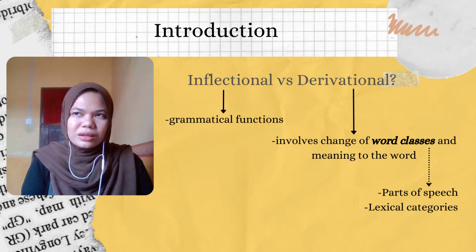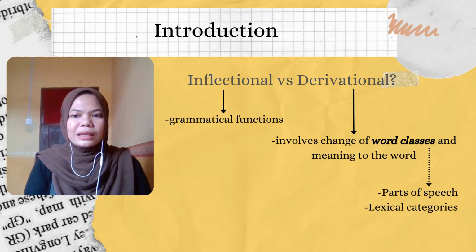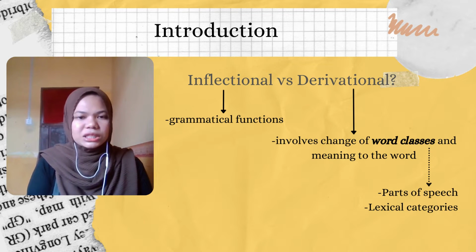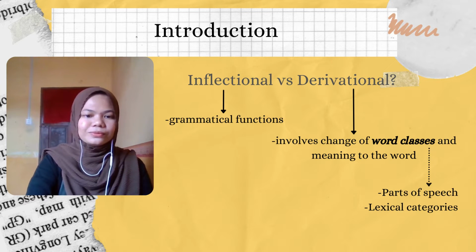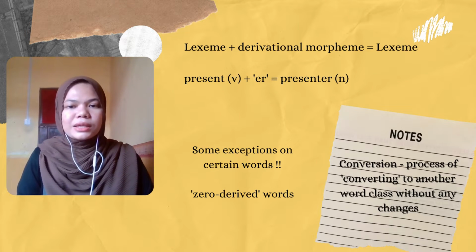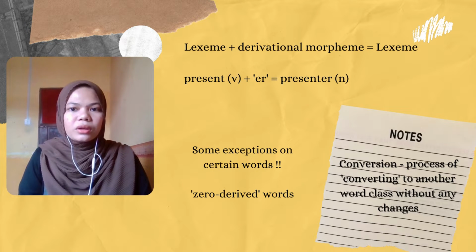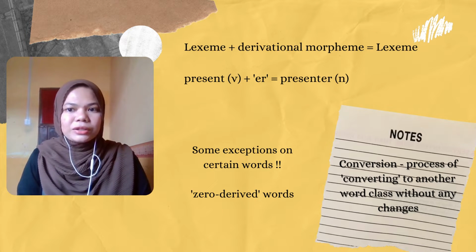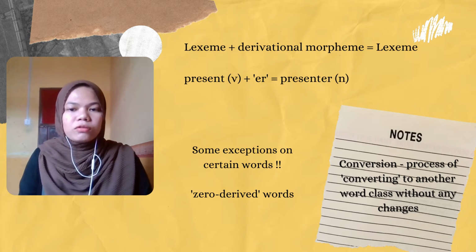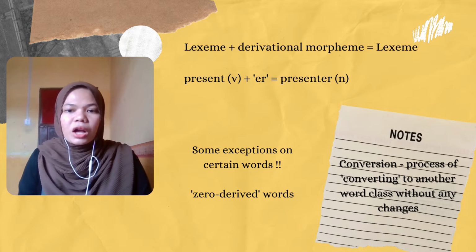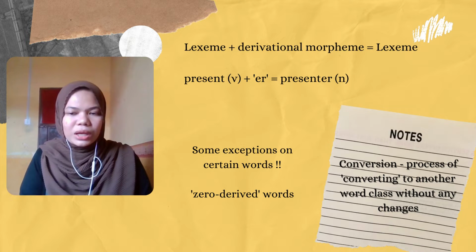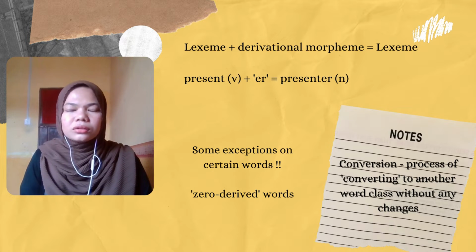So word classes is the same as parts of speech and lexical categories such as pronouns, nouns, verbs, adjectives, and adverbs. So we can see here how a lexeme with a derivational morpheme will equal another lexeme, but from another word class. Like the example, from a verb, it will become a noun. However, there are also some exceptions. There are also zero-derived words where they convert word classes without any changes, and this is called conversion.